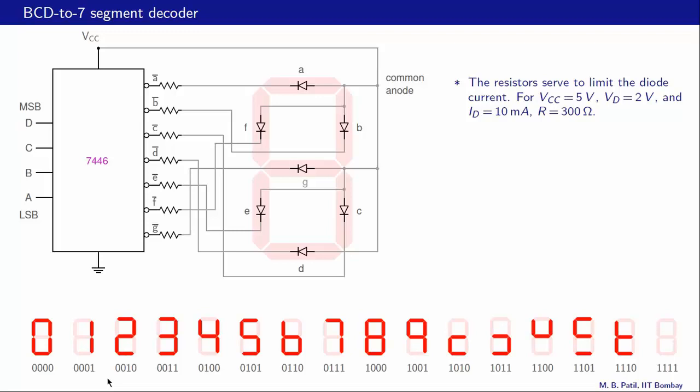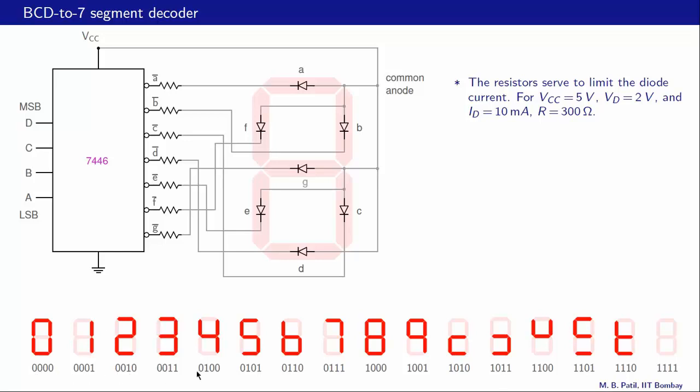Alright, now we understand what this 7446 decoder must do. For example, if we want this pattern to appear on the 7 segment display unit, then we must have this segment light up and this segment light up, and in that case we must make B bar low and also C bar low, because the segments to light up are B and C, and all other outputs here like A bar and D bar and so on must be made high. So that gives us the truth table for this 7446 decoder.